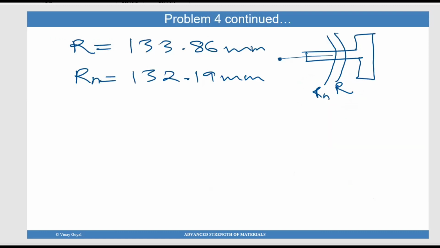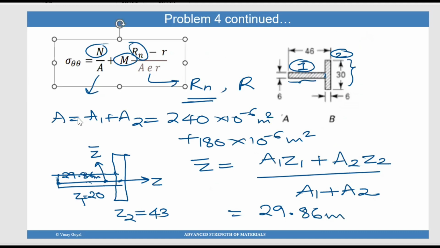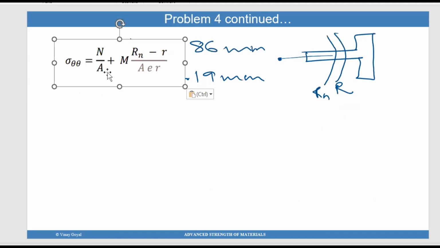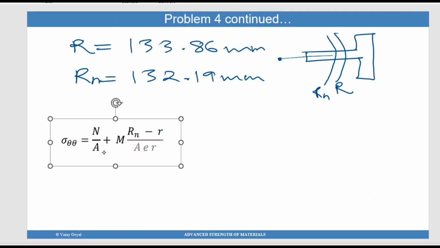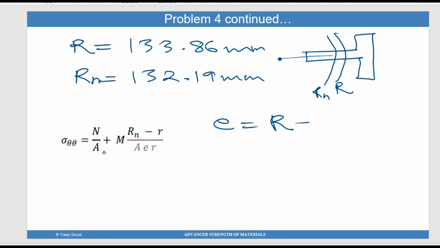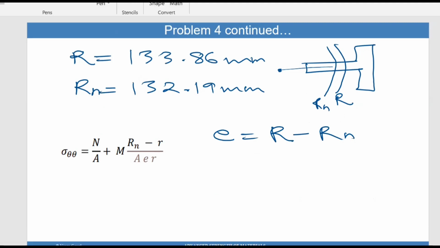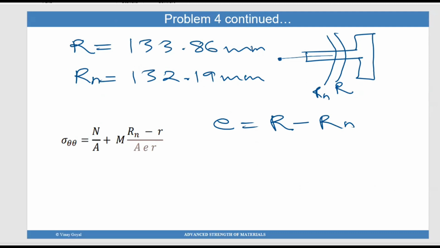So the next step, coming back to what we actually started out with, is this formula, right? So you know A, you know Rn. What is e? e is basically R minus Rn, or is it the other way around? Yeah, R minus Rn, and that is 1.67 millimeters. So now you have everything. You have A, Rn, e, all of that. So now the only thing remaining is to find out what the axial force and the moments are.